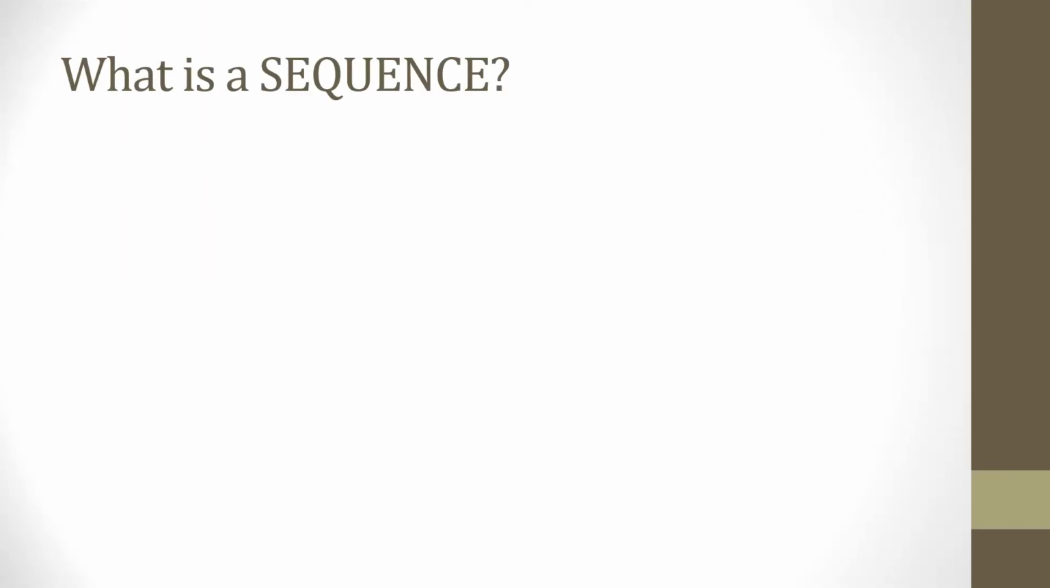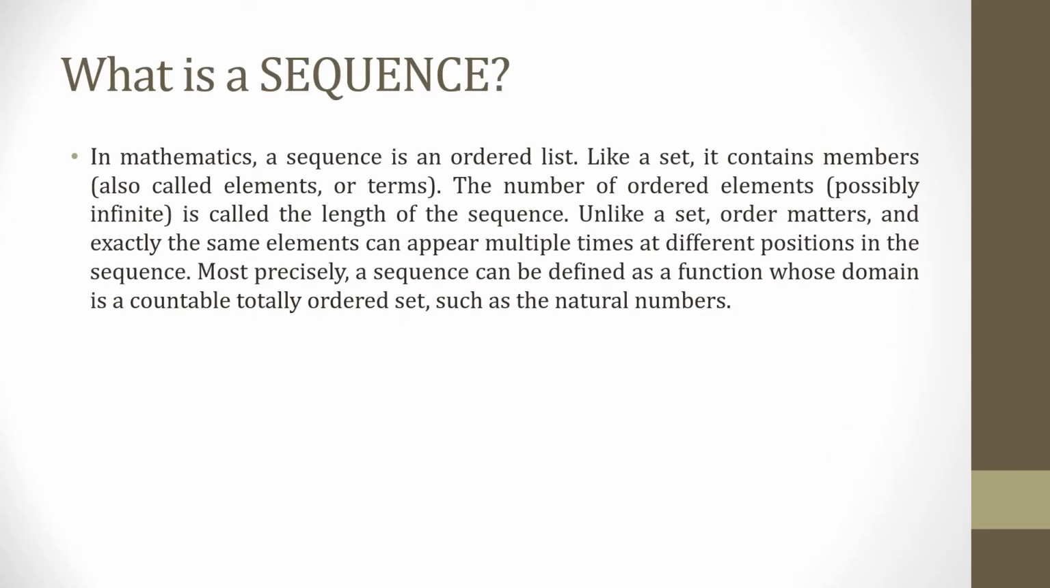What is a sequence? So, in mathematics, a sequence is an ordered list. Like a set, it contains members, also called elements or terms. The number of ordered elements, possibly infinite, is called the length of the sequence. Unlike a set, order matters, and exactly the same elements can appear multiple times at different positions in the sequence. Most precisely, a sequence can be defined as a function whose domain is a countable totally ordered set, such as the natural numbers.